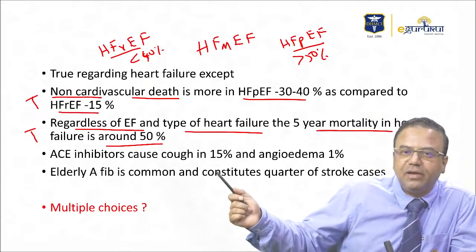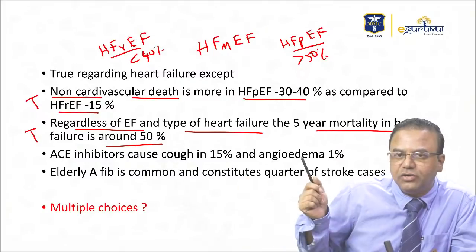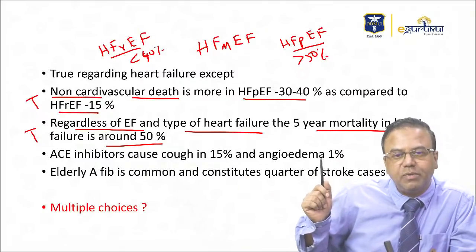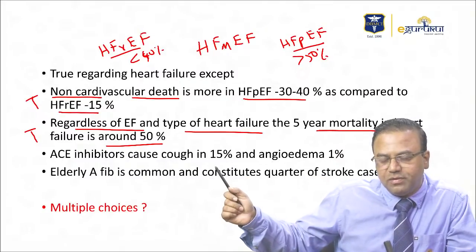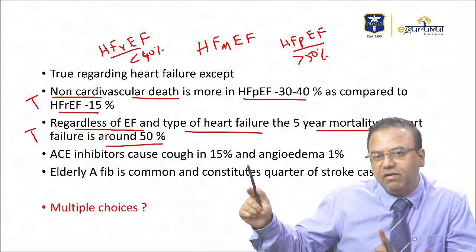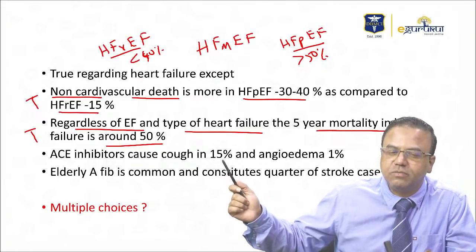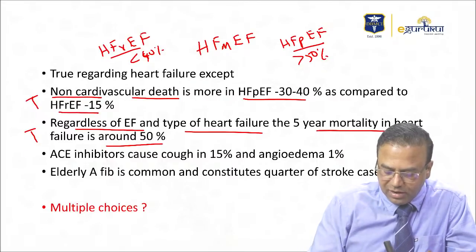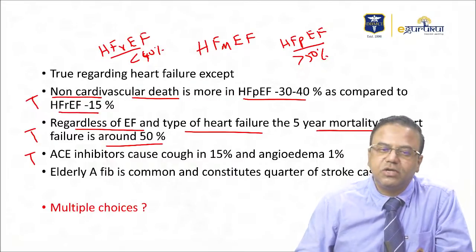Okay, ACE inhibitors, cough 15%, angioedema. Now angioedema is 0.1 to 1%. And cough, the problem is different studies are showing between 5 to 30%. So 15% seems to be correct. So you cannot deny this choice. It's actually a true statement.